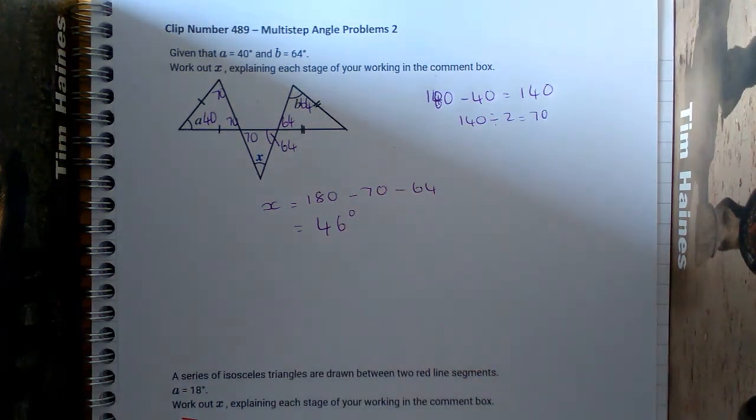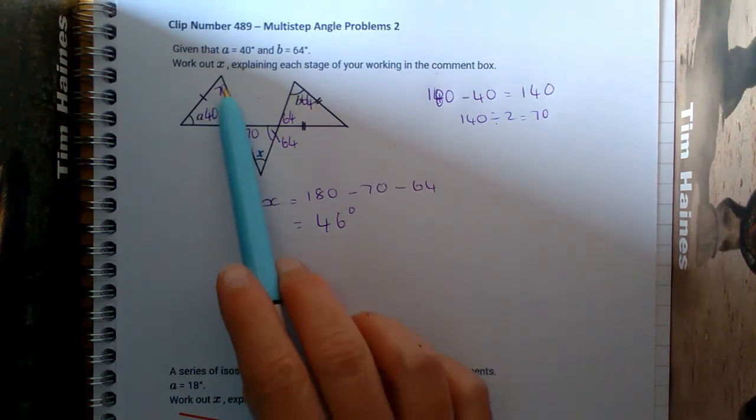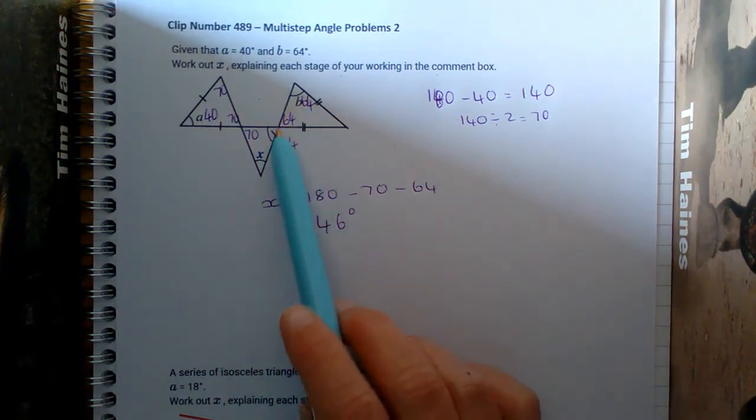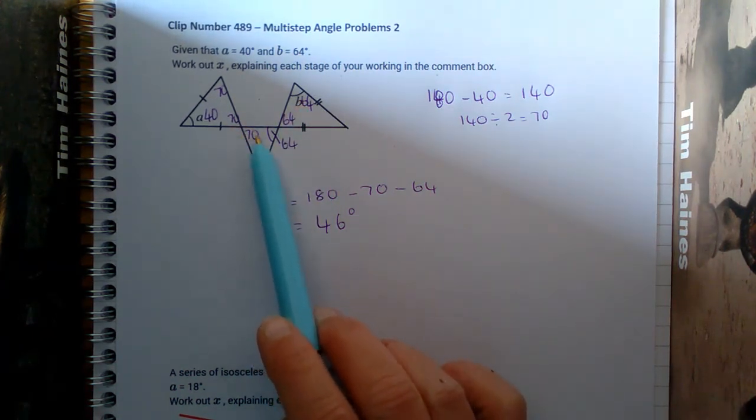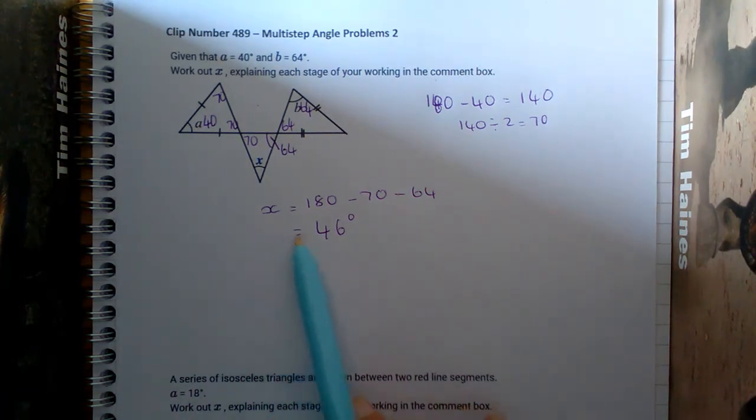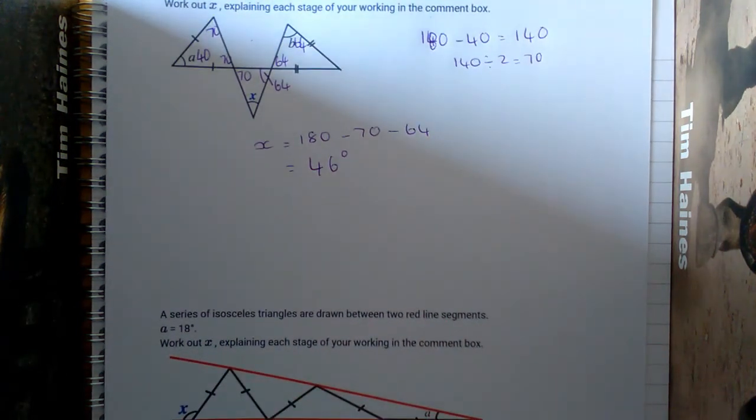Now, when they ask you to write down each stage of your working in the comment box, what they're looking for is the things that I've just said. So they're looking for you to say that because it's an isosceles triangle, these two base angles are equal. And again, for this one, they're also looking for you to say that this is 70 because they're vertically opposite angles. Okay, and then the final step will be because angles in a triangle add up to 180, we know that x is going to be 46.